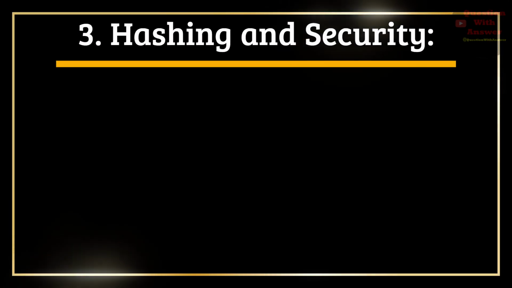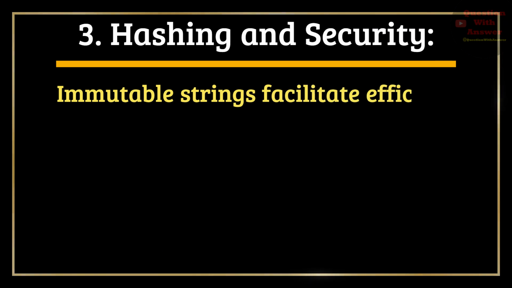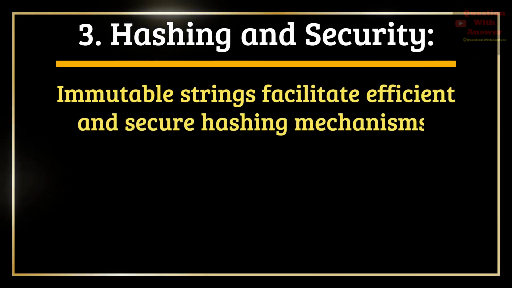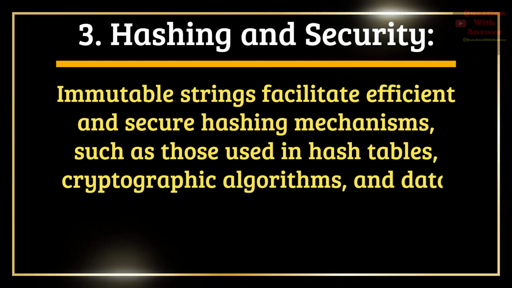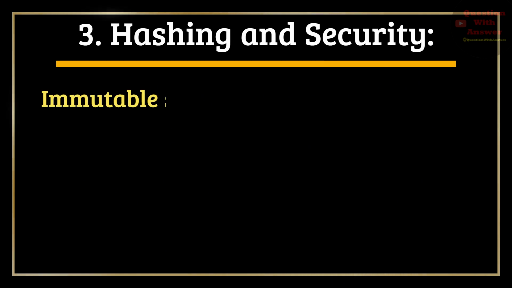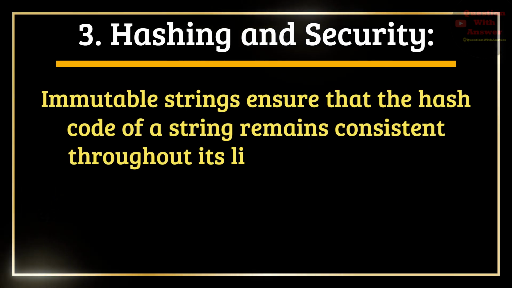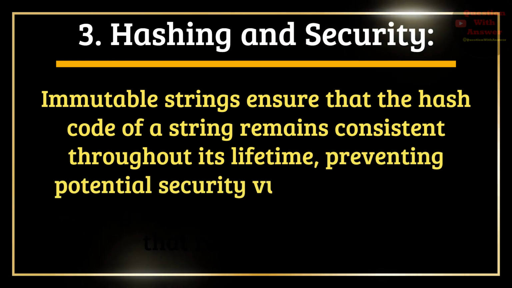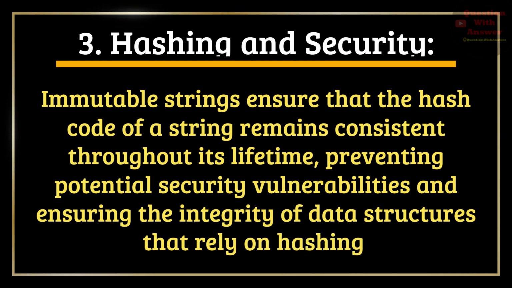3. Hashing and security. Immutable strings facilitate efficient and secure hashing mechanisms, such as those used in hash tables, cryptographic algorithms, and data structures like Java's HashSet and HashMap. Immutable strings ensure that the hash code of a string remains consistent throughout its lifetime, preventing potential security vulnerabilities and ensuring the integrity of data structures that rely on hashing.